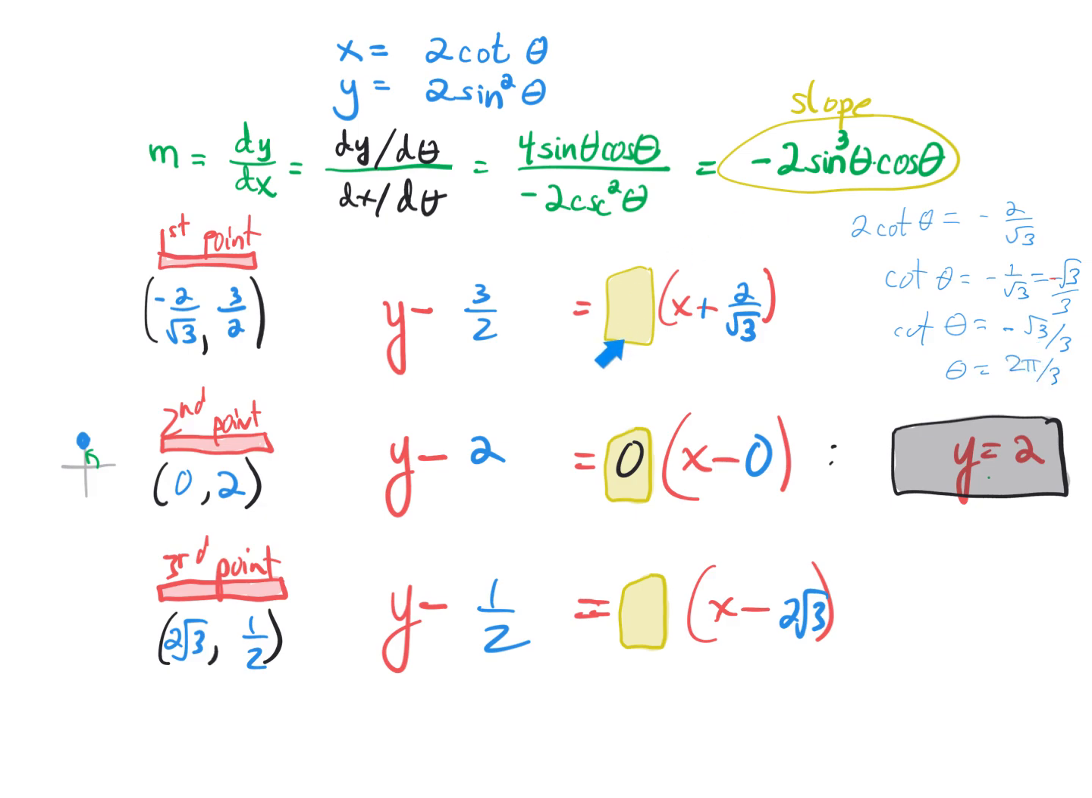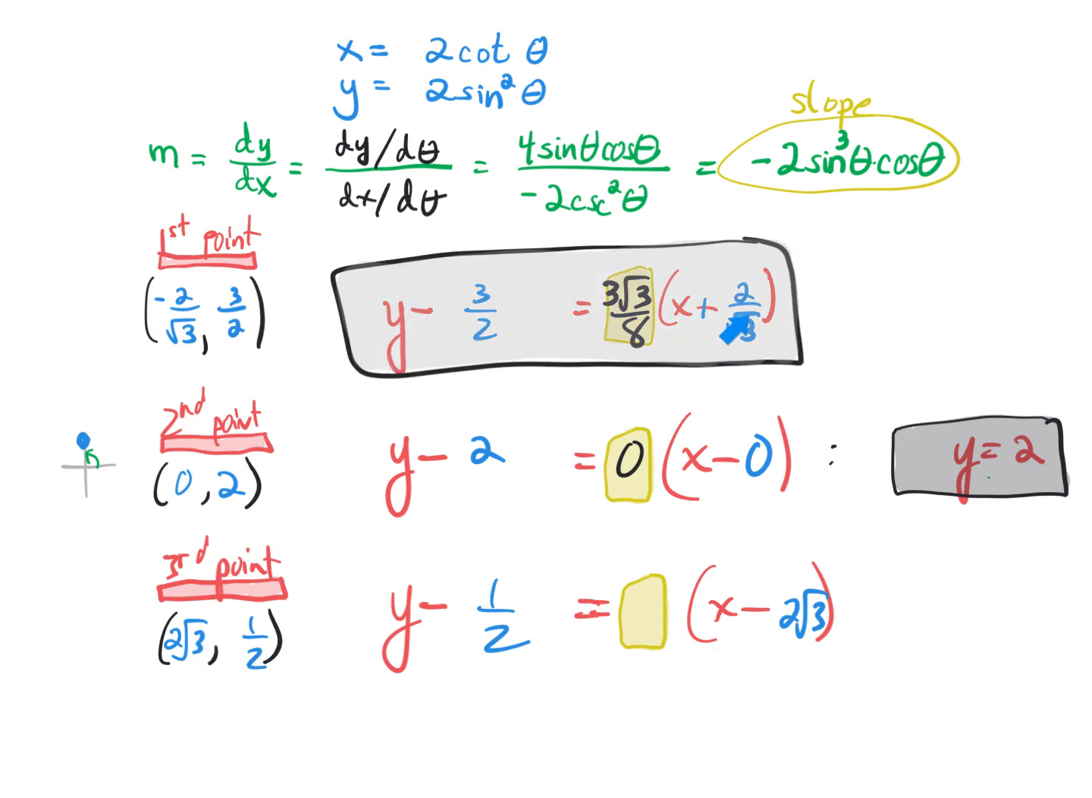So back to finishing this tangent line, we need the slope. Now that we know theta, we can substitute it into this expression and find the slope. Sine of 2 pi over 3 is root 3 over 2. So when you cube that and multiply by cosine of 2 pi over 3, which is negative a half, times negative 2, it all simplifies to 3 root 3 over 8. All right, now down to this one.